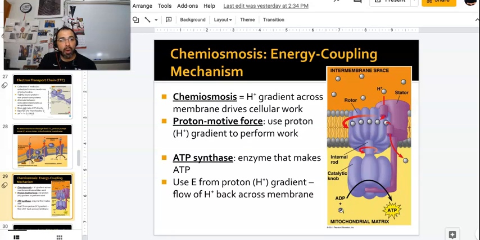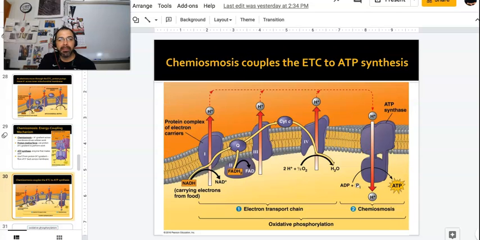You've got that proton motive force, again, protons, H pluses, to perform work. And as those H pluses pass through ATP synthase, that's that proton motive force. It's causing that ATP synthase to make ATP. And so you're using the flow of H pluses from the proton gradient back across the membrane to make ATP. So chemiosmosis connects the ETC to ATP synthesis.